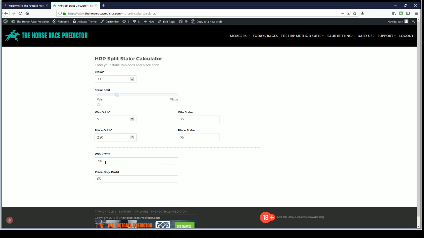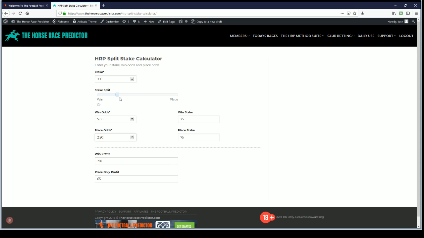So what we've done, we've split our stake 25% and 75%. Look at that split stake calculator. Your win profit is 190. Your place only profit is 65. The Squire last night used the exact same principle and got Roman Spinner, which was a course and distance winner, top rated in the 630 Kempton, and it was also top weight as well. Won at 6.6 and 2.4 in the place. That was a beautiful bet.